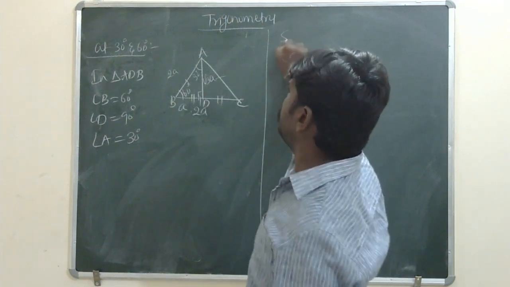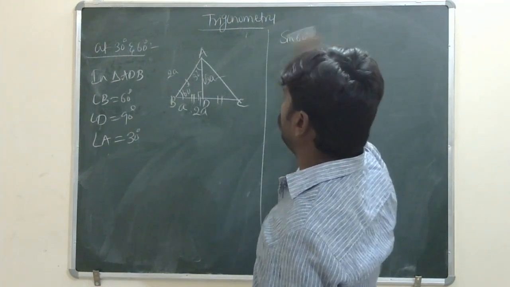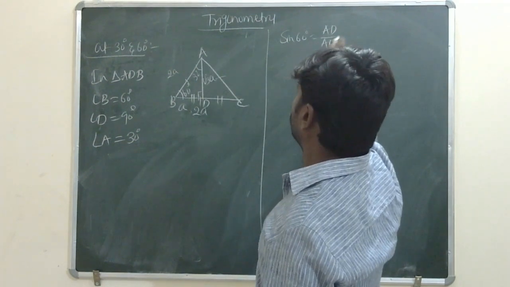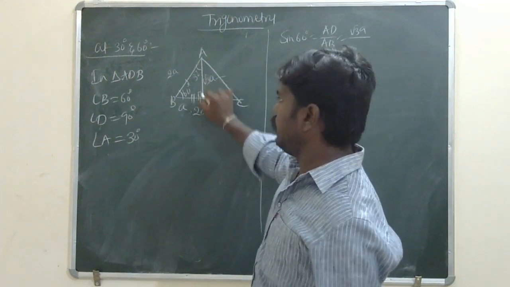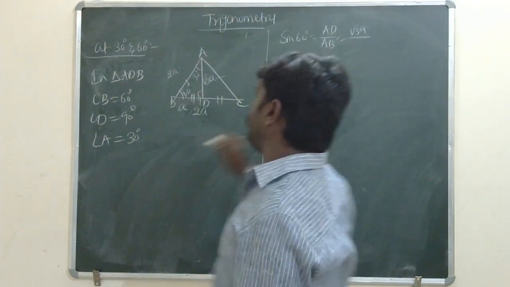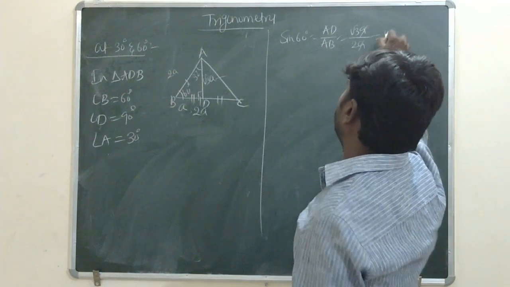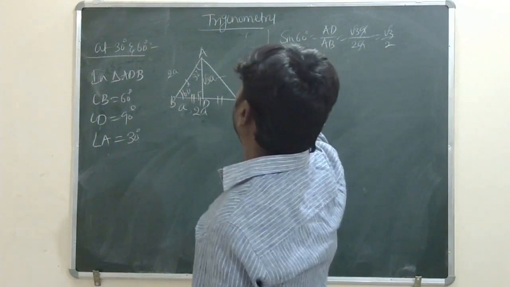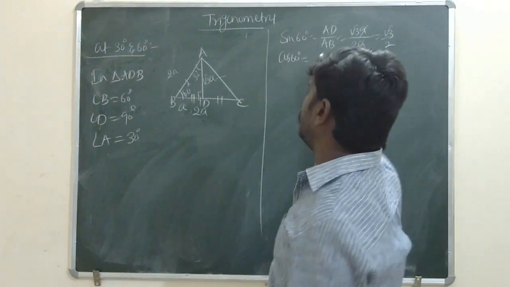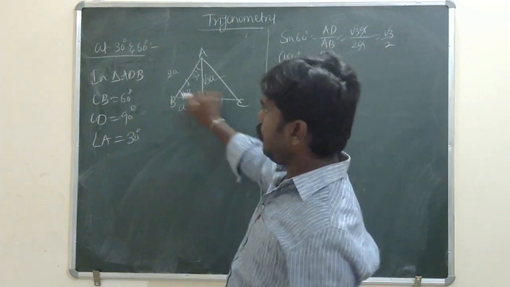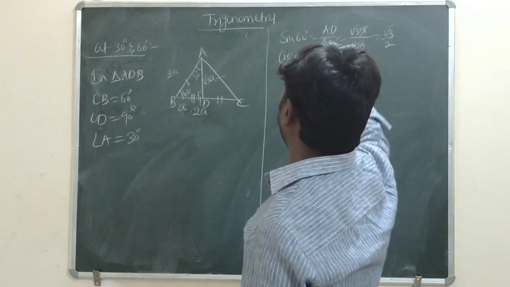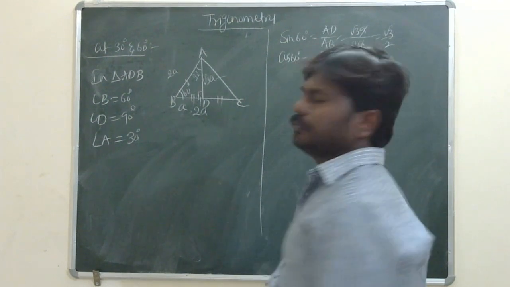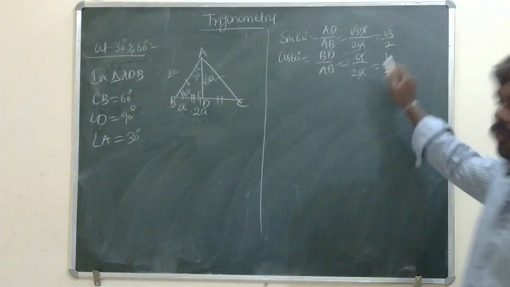So sin 60 is equal to opposite, AD, over hypotenuse AB. Root 3A is the AD value and hypotenuse AB is equal to 2A. So root 3 by 2 is the sin 60. Next, cos 60 means adjacent BD over hypotenuse, again AB. BD value is A and AB is equal to 2A. So A cancels and you get 1 by 2. So cos 60 value is equal to 1 by 2.